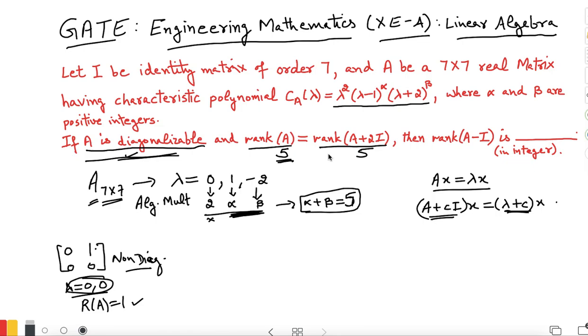So if we know the eigenvalues of A, we can immediately know the eigenvalues of A plus 2I. Let us call it lambda 1. We are trying to calculate the eigenvalues of the A plus 2I matrix, which will simply have eigenvalues obtained by adding 2 to these numbers. So the eigenvalues will be 0 plus 2, which is 2, 1 plus 2, which is 3, and minus 2 plus 2, which is 0, with the same algebraic multiplicity. So this has an algebraic multiplicity of 2, this has an algebraic multiplicity of alpha, and this will have an algebraic multiplicity of beta.